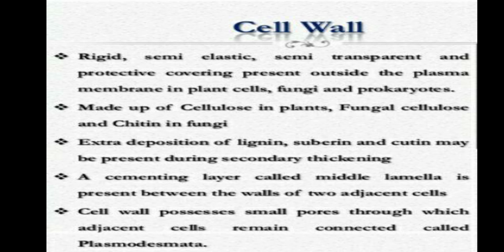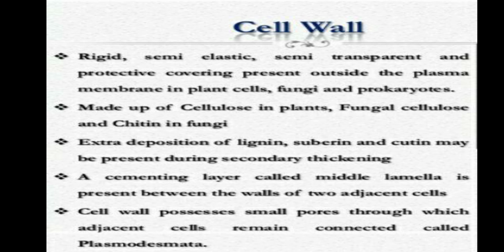The cell wall has extra deposition of lignin. Lignin basically provides mechanical strength to the plant. You have all seen a coconut; it is very hard due to the deposition of lignin. Suberin is present on the cork, which makes cork impervious to water and gaseous exchange. And cutin is a waxy coating present on the epidermis, the outermost layer of the plant. When we sprinkle water on leaves, they do not absorb water because they have a waxy coating known as cutin.